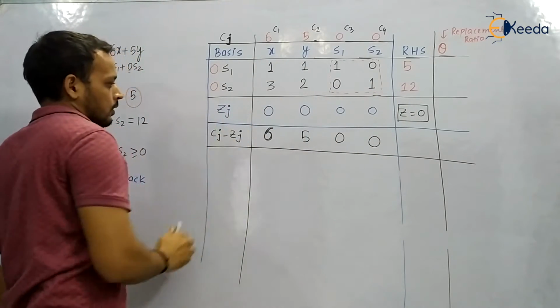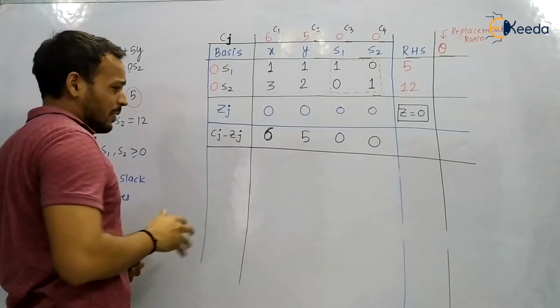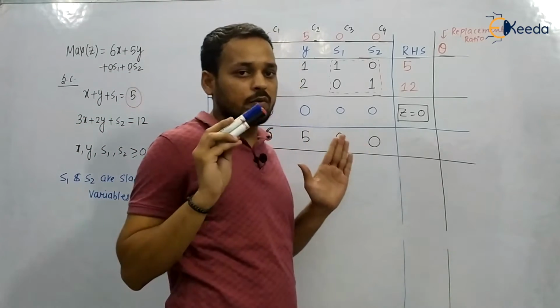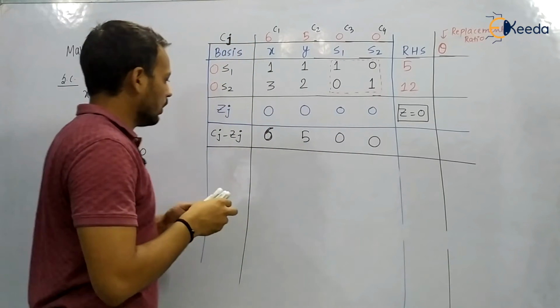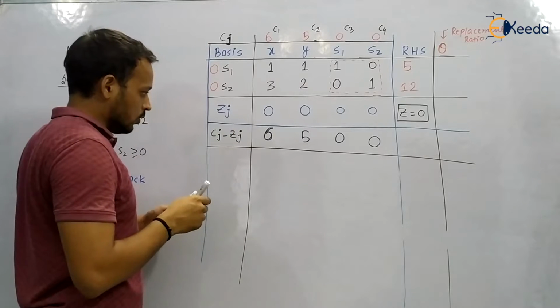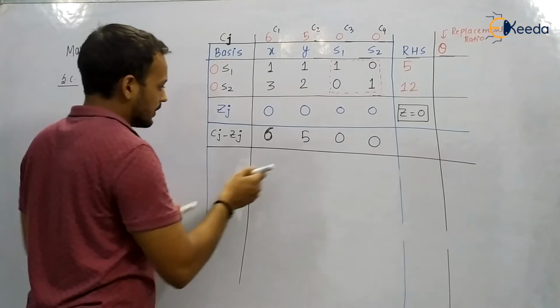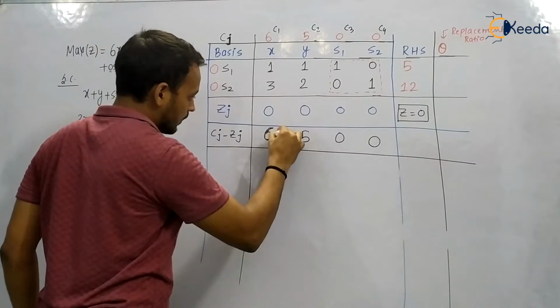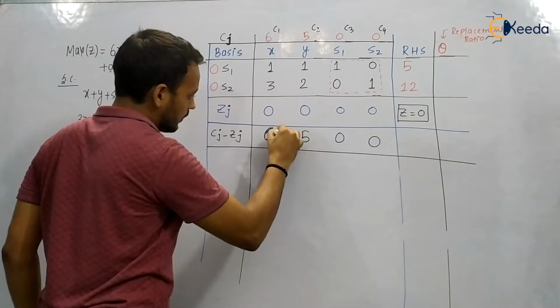So this Cj minus Zj will tell you whether the solution is optimal or not. What you have to do is look for the maximum Cj minus Zj value. So the maximum is 6. The maximum Cj minus Zj value is 6.